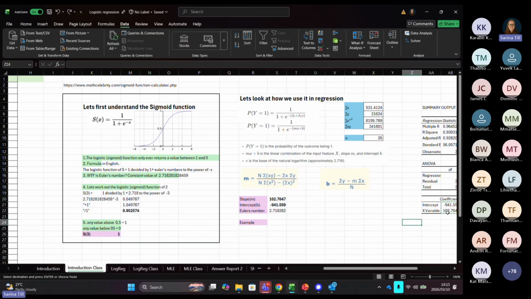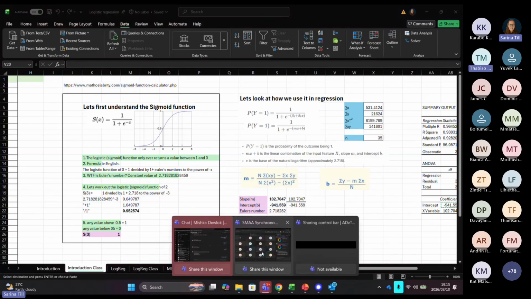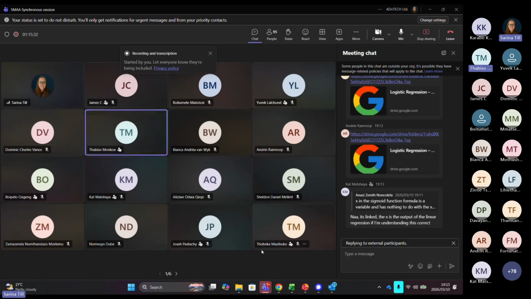So if we want to ask, what is our slope? Do you see that I just copied that? They're still exactly the same. And then I put Eula's number there for us, just so we have it. Okay. Are you guys all right? Serena, Tabiso, yeah.